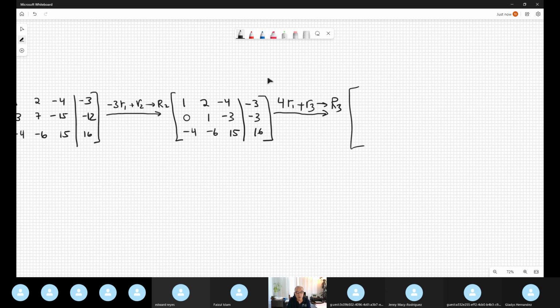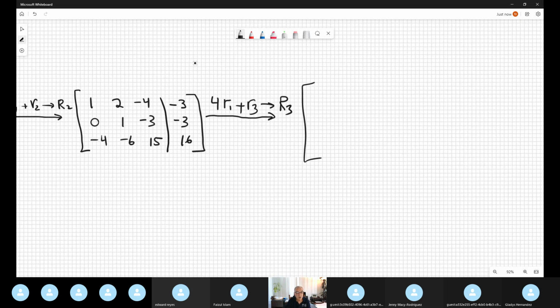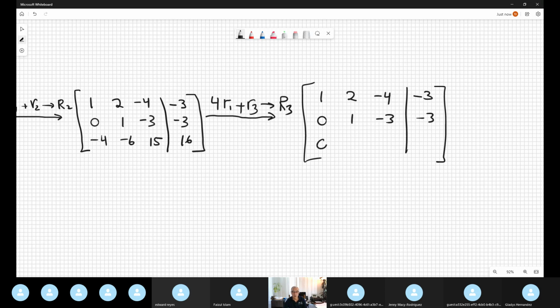Okay, I understand. Now, let me zoom in to see more clearly. Row 1 stays the same, nobody touches it. It participates in the game, but nobody changes it. Row 2, well, I did in the last step, but not now. The only row that changes is row 3. Obviously it is 0. Where does it come from? You multiply 4 times 1 is 4, plus -4 is 0.